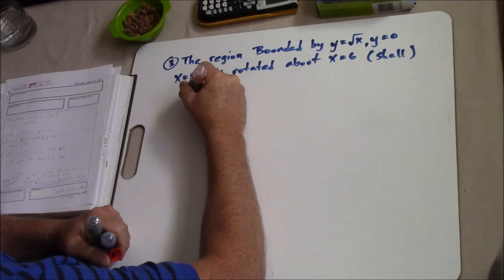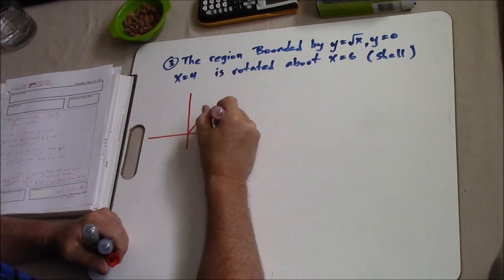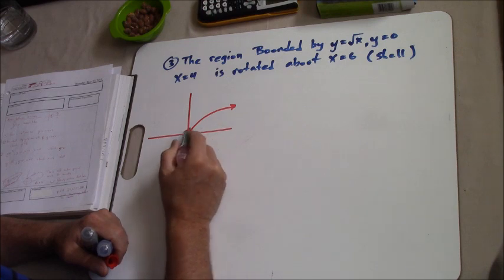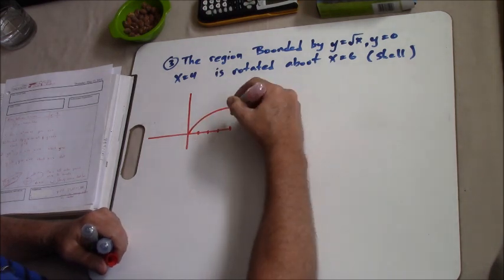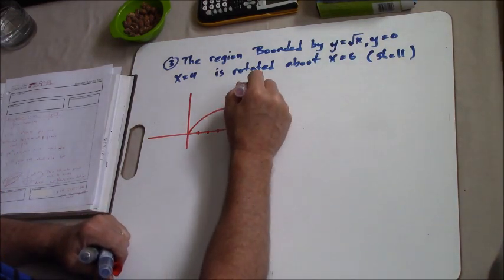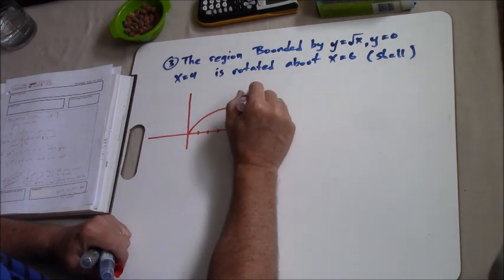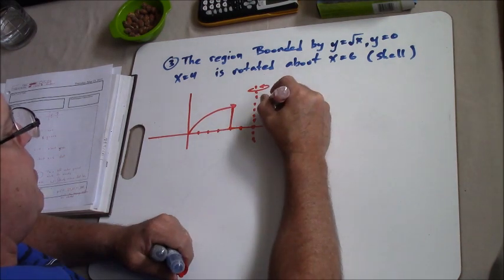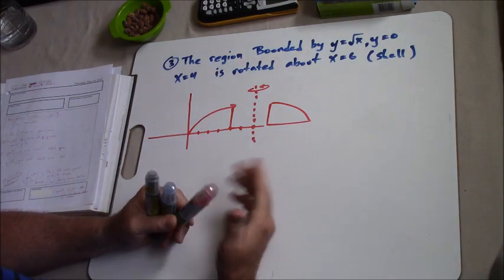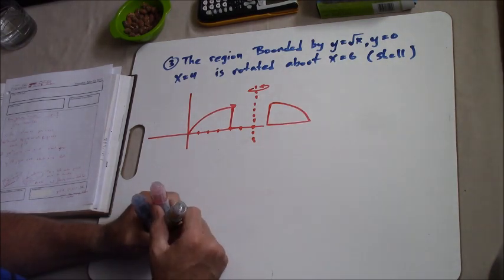All right, so once again, I want to draw a graph. Square root of x looks like this. I want y equals 0 to be a boundary and x equals 4. So there's my region right there. And I want to rotate that about the line x equals 6. So that means I'm going to have another shape over here that looks kind of the same as that. Again, this could be another washer method, but just so that we're doing something here with a shell.